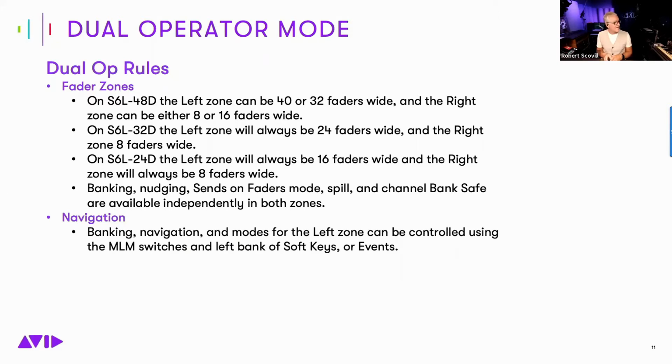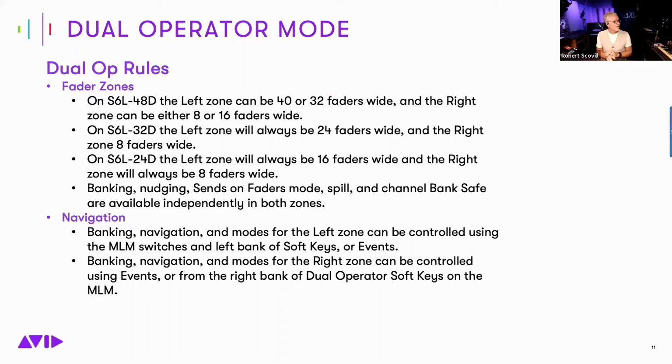Let's talk about navigation. So navigation, banking, navigation modes on the left side can be controlled using the MLM switches, which we'll talk about here in a second, and the left bank of soft keys or events. Either side can be controlled with events as well. Banking and navigation modes for the right zone can be controlled using events as well. And they are done from the right bank of dual operator soft keys, which we're going to see next here.